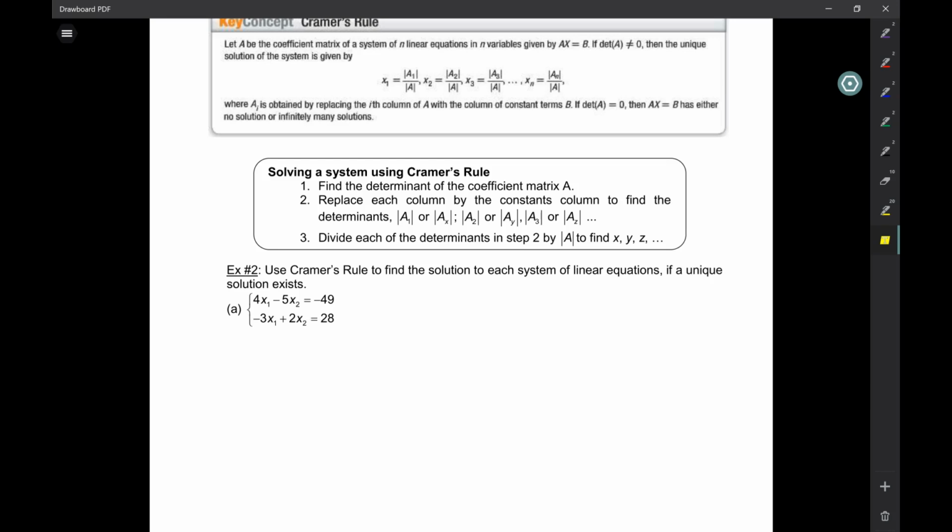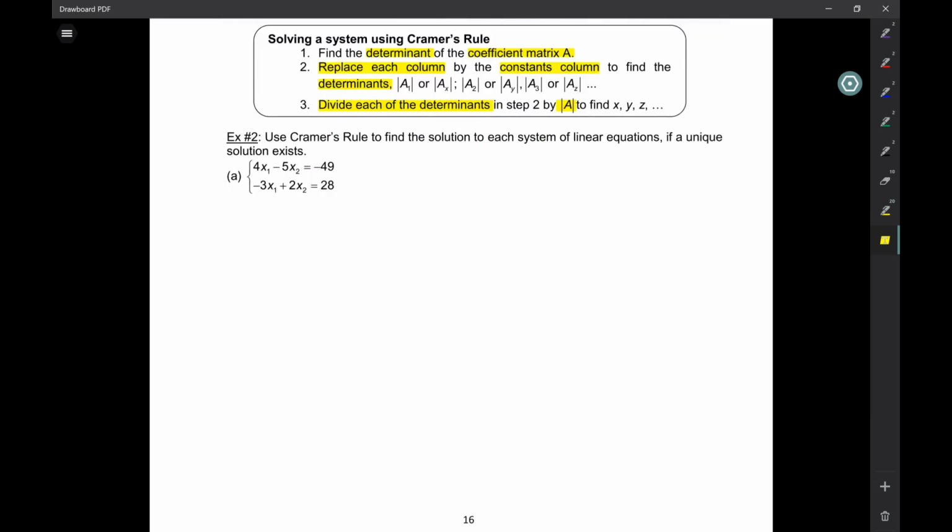Okay, so how do you solve a system using Cramer's rule? You have to find the determinant of the coefficient matrix. Okay, we now know what the coefficient matrix is. And then there is a little bit of replacing that happens. You replace each column by the constants column to find the determinants. And then you have to divide each of the determinants by the determinant of A. Okay, so obviously none of these make sense unless you do one, right? Okay. Take a look at this.